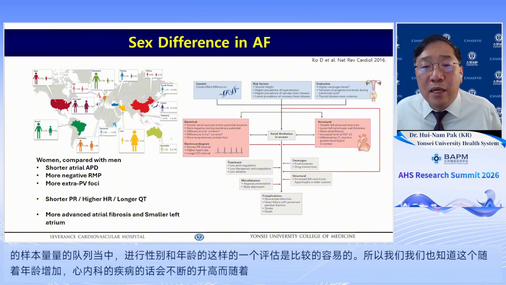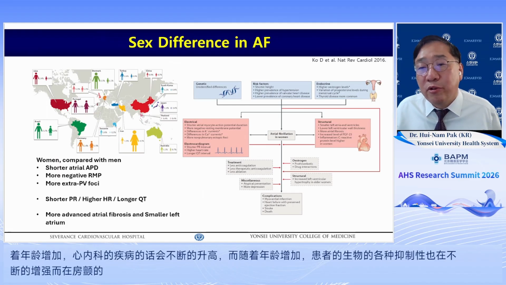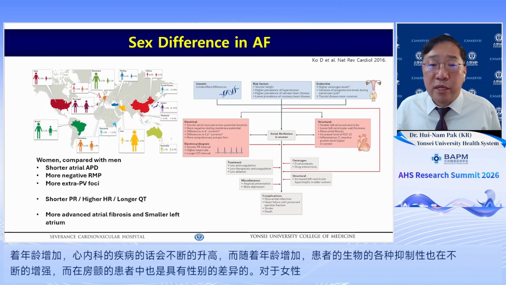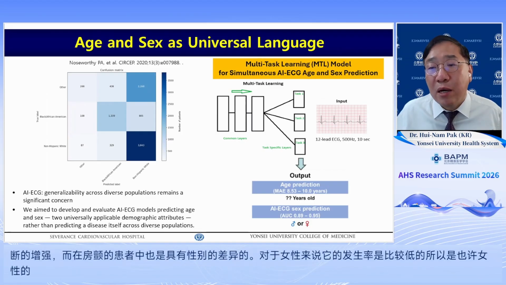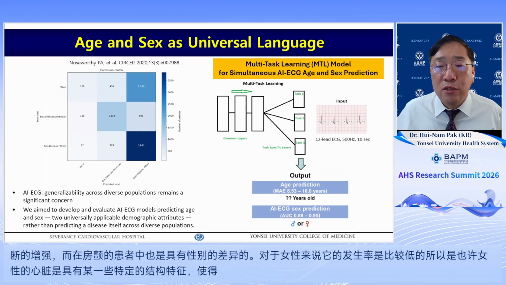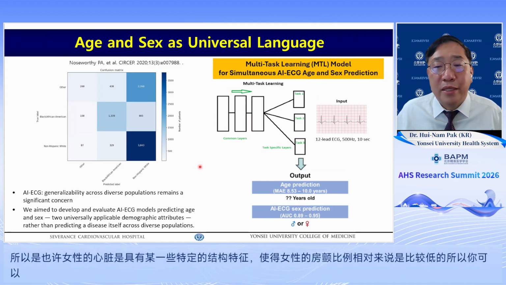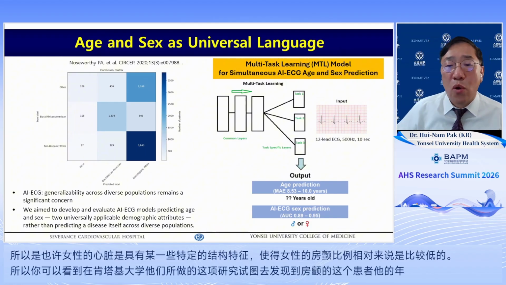What about sex? There is substantial evidence on sex differences in their impact on atrial fibrillation. Across various countries, the prevalence of atrial fibrillation in women is typically lower than in men. Women also exhibit different electrical and structural characteristics in the heart. While many AI ECG algorithms have shown remarkable accuracy in disease detection, their generalizability remains a key challenge. This is partly due to ethnic and regional differences in population characteristics. It also reflects variation in the diagnostic criteria across cohorts.